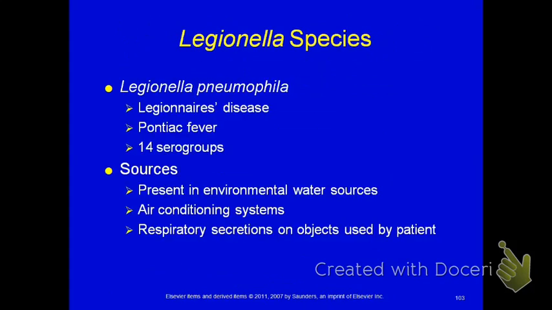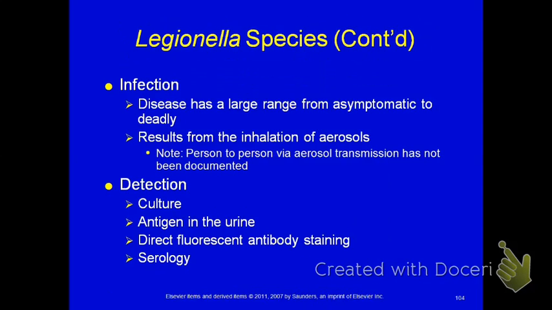Where could we possibly find this? It is present in environmental water sources, air conditioning systems, and respiratory secretions on objects that have been used by patients. The infection mostly affects immunocompromised individuals, such as elderly individuals. The disease has a large range from asymptomatic to deadly. It results from the inhalation of aerosols. Person-to-person transmission via aerosol has not been documented. I'll tell you a story about this later on.